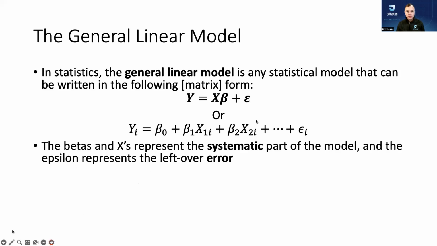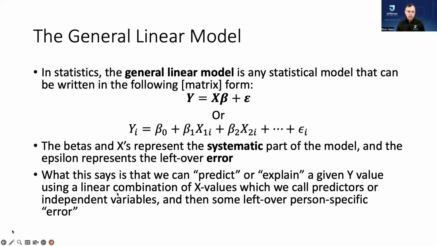So the model itself represents 2 things. The betas and the x values represent what we call the systematic part of the model, the thing that's doing the explaining. And then the epsilon, or the errors, represent the leftover. How much are we off by? And of course, as we talked about last week, our interest is in having the correct number of x values in the correct relationship to y to make the errors as small as possible.